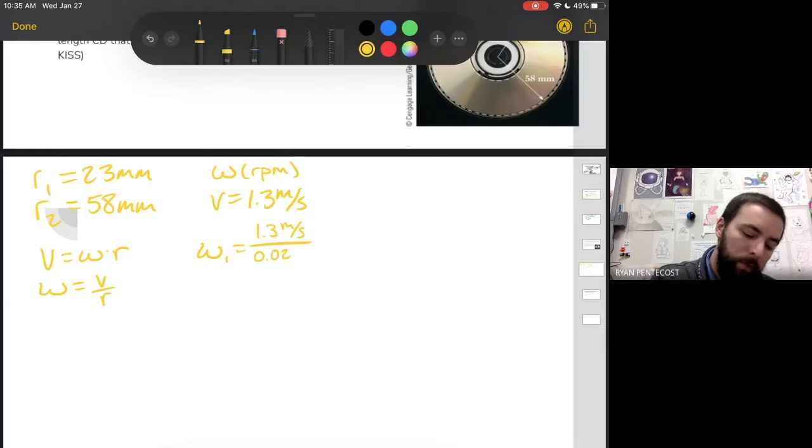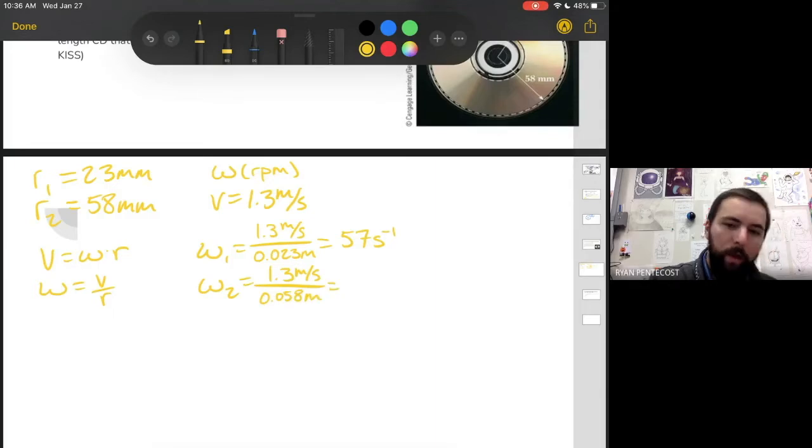So you've got 0.023 meters. Put that in your calculator. You should get about 57 inverse seconds. Then for omega 2, you take 1.3 meters per second, divide that by 0.058 meters. And when you do that, you get 22 seconds inverse, okay?